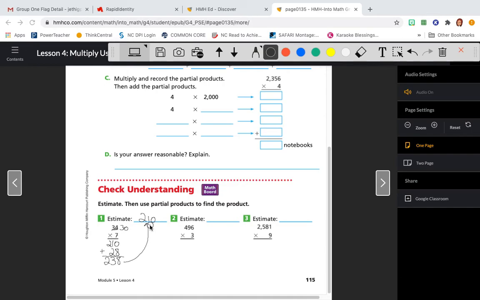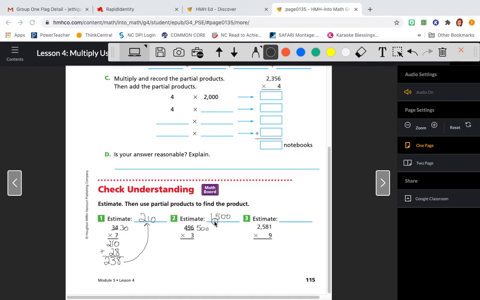This time we want to round, so we're going to take the greater factor, which is 496. We're going to round that to 500, and we know that 5 times 3 is 15. And 2 zeros, so our estimate is 1,500. All right, then we're going to actually multiply.